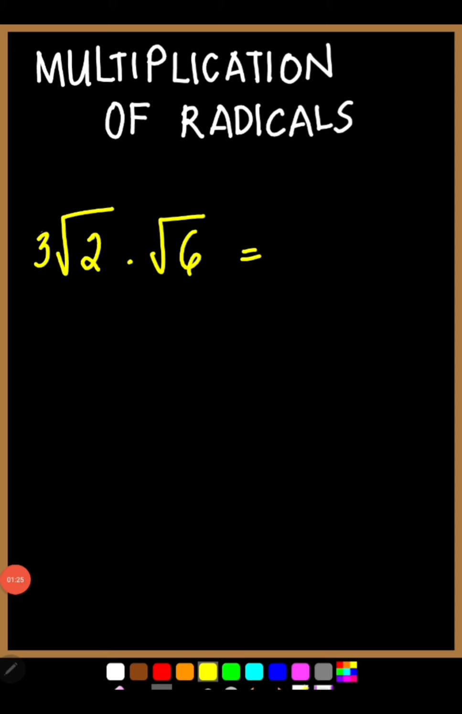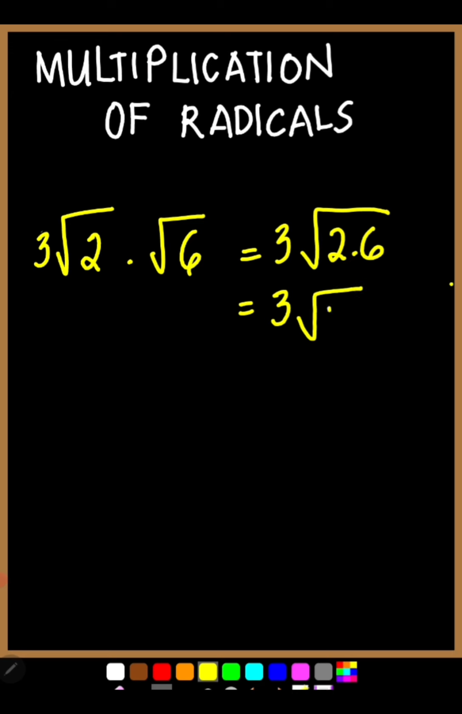Okay. So, we have 3 square root of 2 times square root of 6. So, what you do, parehas sila ng index, parehas silang square root. So, i-multiply lang natin yung mga base. So, we have 3. May 3 tayong coefficient. And then, 2 times 6. So, that is 3. 2 times 6 is 12. Now, square root of 12 is not yet in simplest form.